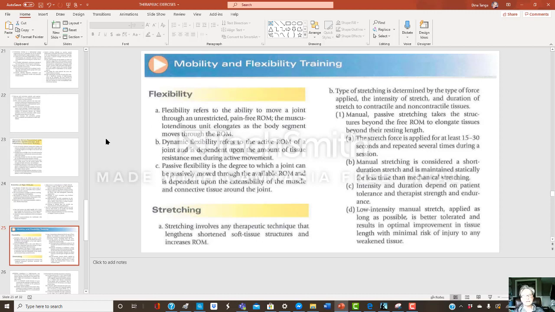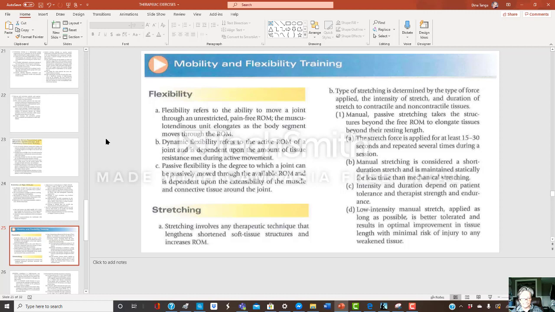Mobility and flexibility training. Flexibility refers to the ability to move a joint through an unrestricted, pain-free range of motion. The musculotendinous unit elongates as the body segment moves through the range of motion. Dynamic flexibility refers to the active range of motion of a joint and is dependent upon the amount of tissue resistance met during active movement. Passive flexibility is the degree to which a joint can be passively moved through the available range of motion and is dependent upon the extensibility of the muscle and connective tissue around the joint.